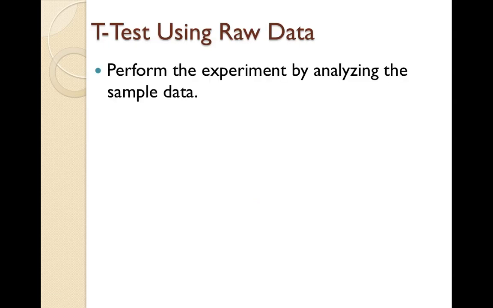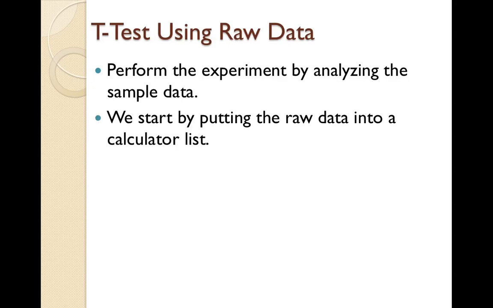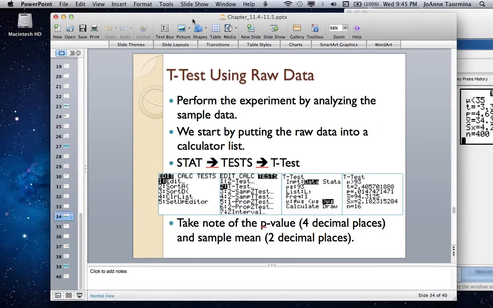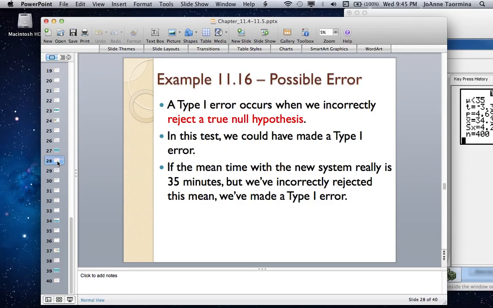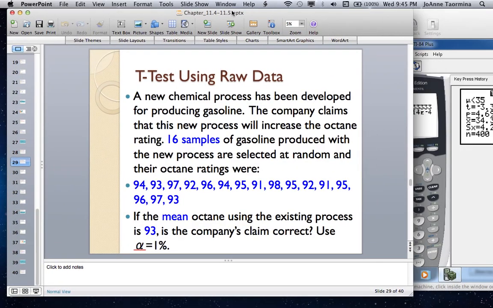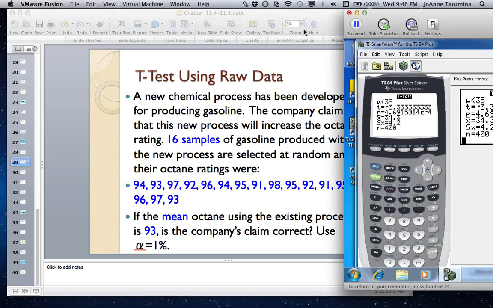So now we have to use a different method because we have raw data. So you're going to put the raw data in a list into the calculator, and I had mentioned that you can find the sample standard deviation with one var stats, but that's not what we're going to do. We're going to go to our calculator and put in the 16 sample octane readings.